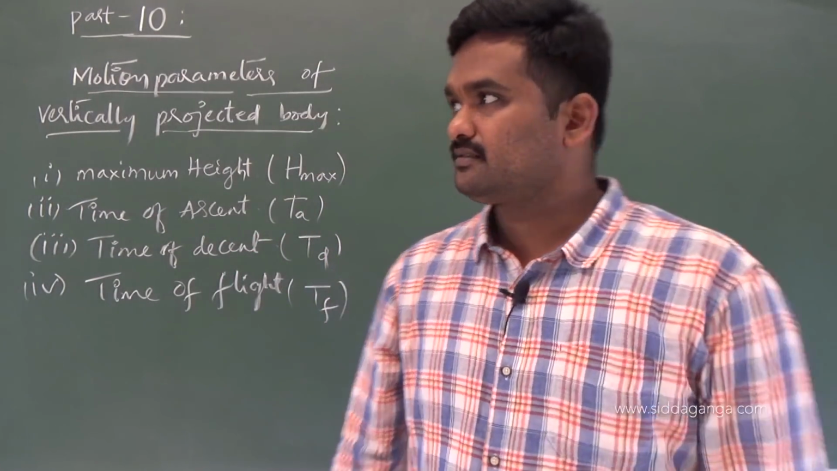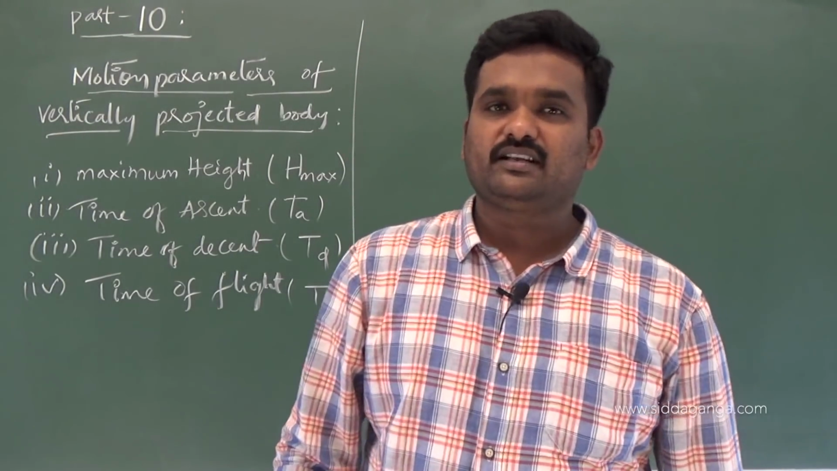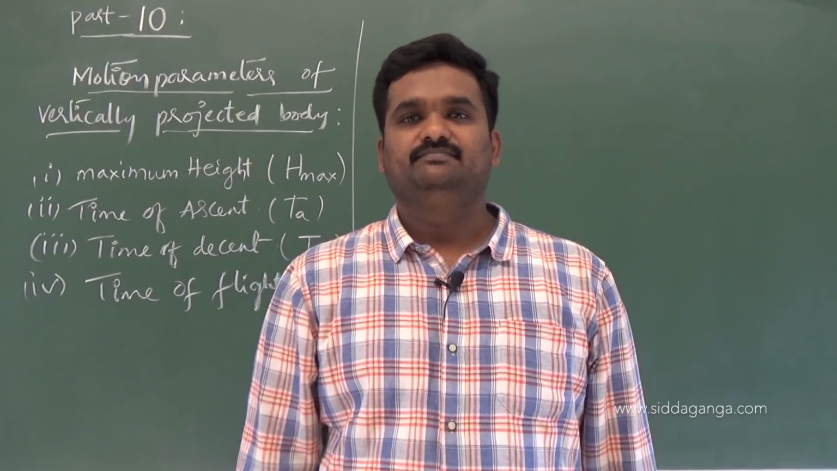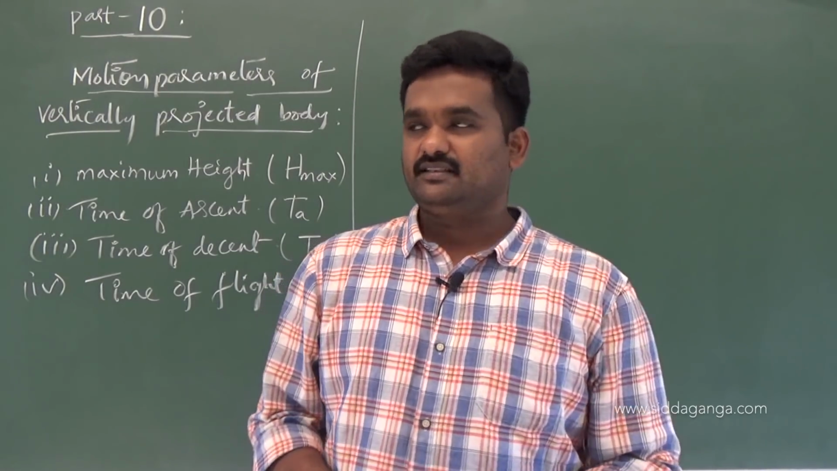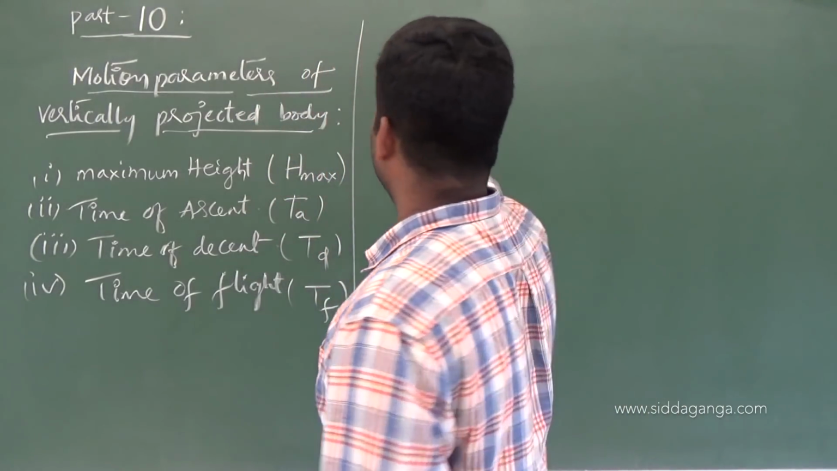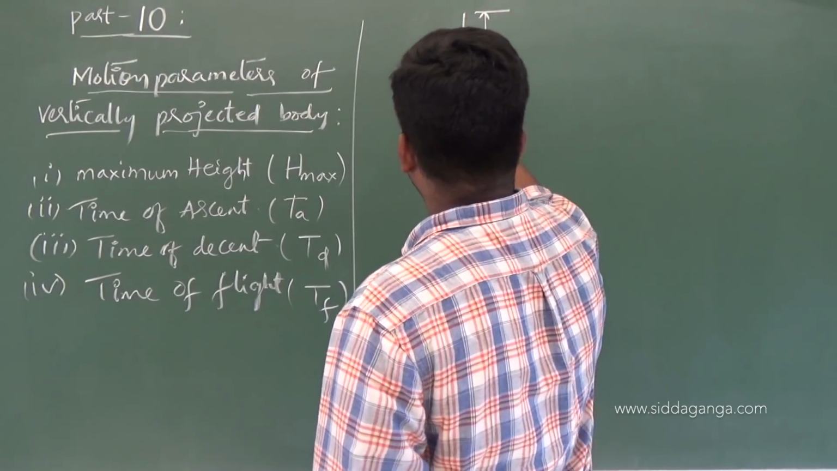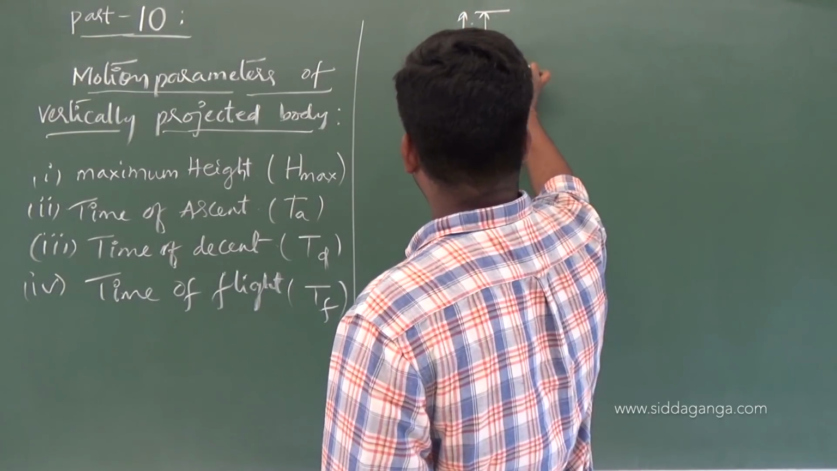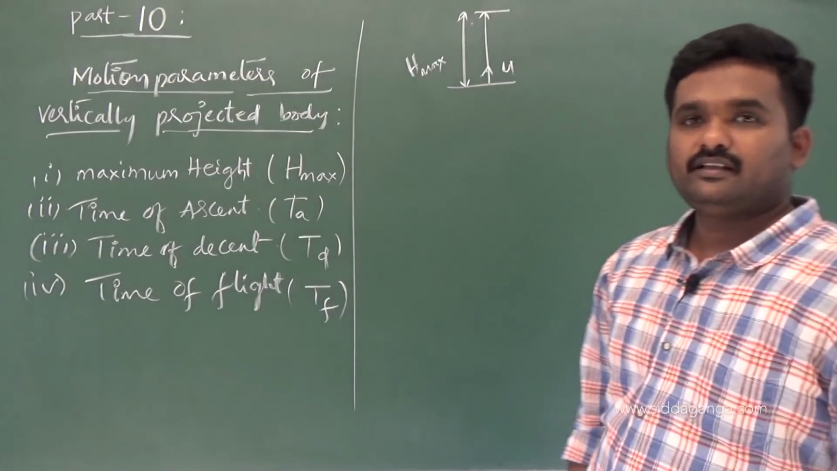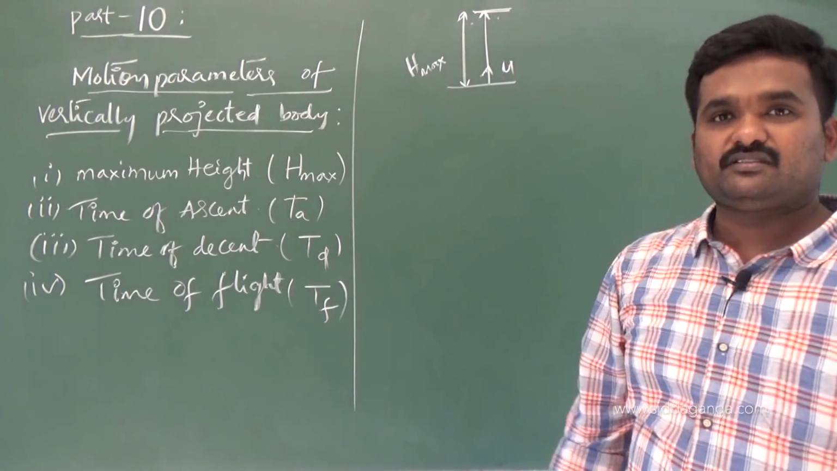So how to define maximum height? It is the maximum vertical displacement of the body during the time of ascent. What is maximum vertical displacement? That is nothing but the maximum height reached by it. By the time it reaches the maximum height, this is what H maximum is. It is thrown up with a velocity u. This is H maximum. We need to write the expression for maximum height here.